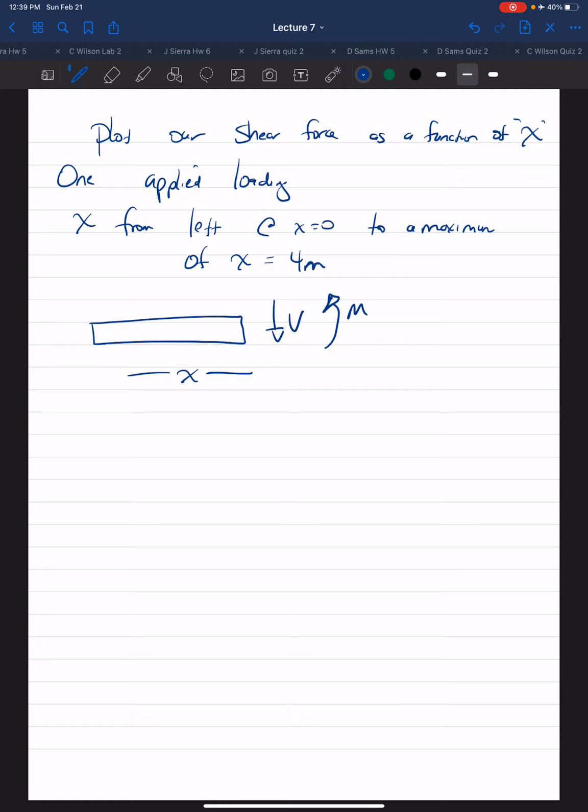So if we plot from the left segment of the beam, then we have to account for our support reaction here, 6 kilonewtons. And this is for 0 less than or equal to x less than or equal to 4 meters. This is our range.